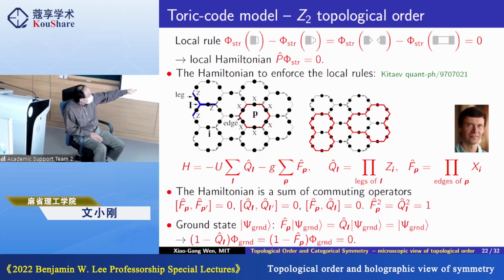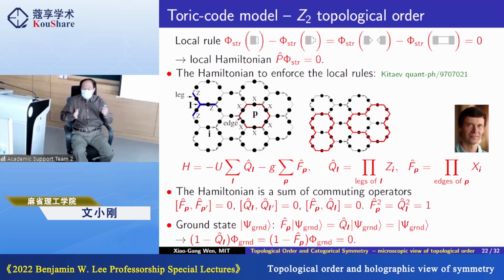So you can see this term enforces the constraint that on every vertex, either you must have an incoming string and an outgoing string, or no string. We cannot have a single incoming string with no outgoing one; that costs energy. So this term enforces the closed loop condition.